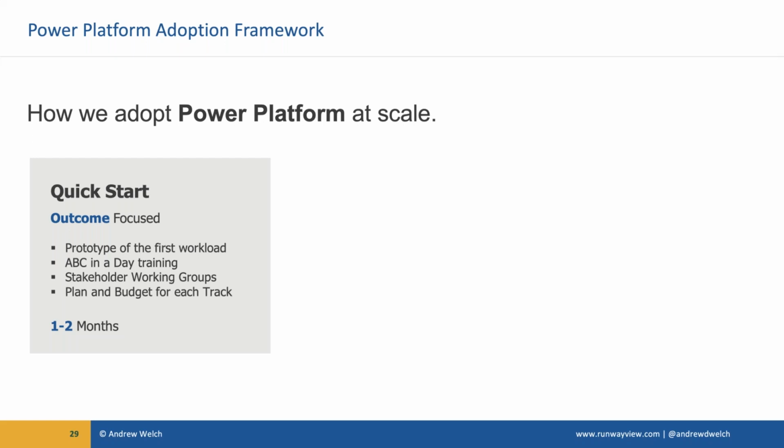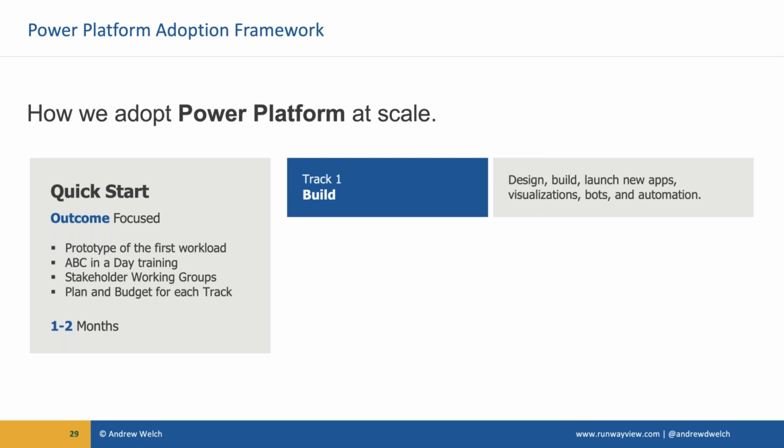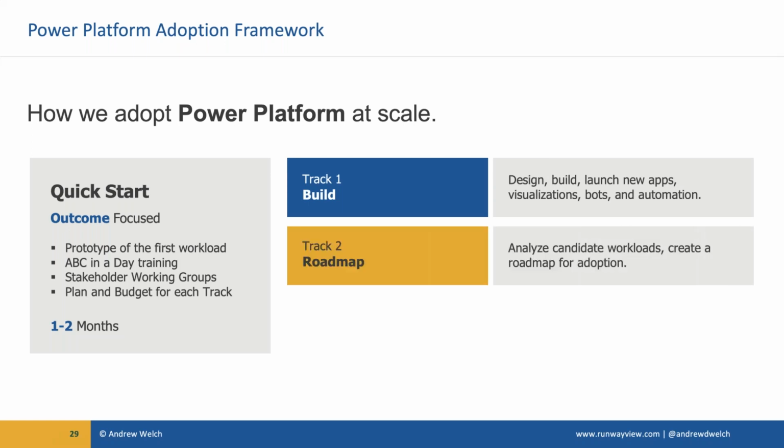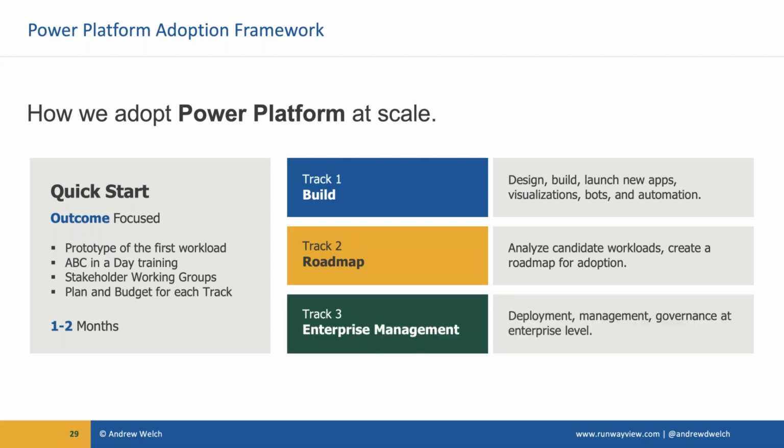And as you move forward, you're going to be doing really 3 things. The first is building. So this is really where the rubber meets the road, so to speak. It's building solutions on the platform using the entirety of the tools available to you. The next is road mapping. So these are analyzing your candidate workloads, working with business groups to identify where their biggest problems are, helping them to prioritize what they're going to do with the platform. And then finally, enterprise management. And that's how do we deploy and manage and govern this thing at an enterprise scale rather than just kind of doing it in isolation.